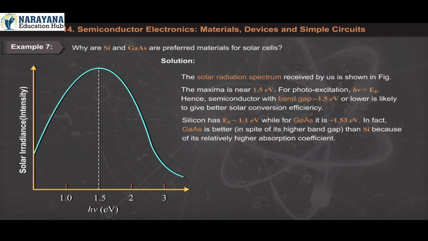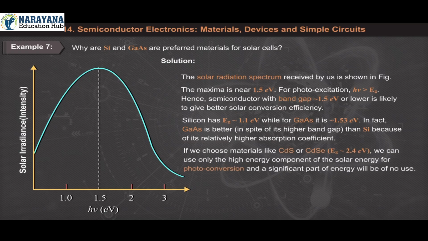Silicon has Eg ~1.1 electron volt, while for gallium arsenide it is ~1.53 electron volt. In fact, gallium arsenide is better in spite of its higher band gap because of its relatively higher absorption coefficient. If we choose materials like cadmium sulfide or cadmium selenide, that is Eg ~2.4 electron volt, we can use only the high energy component of the solar energy for photo conversion and a significant part of energy will be of no use.